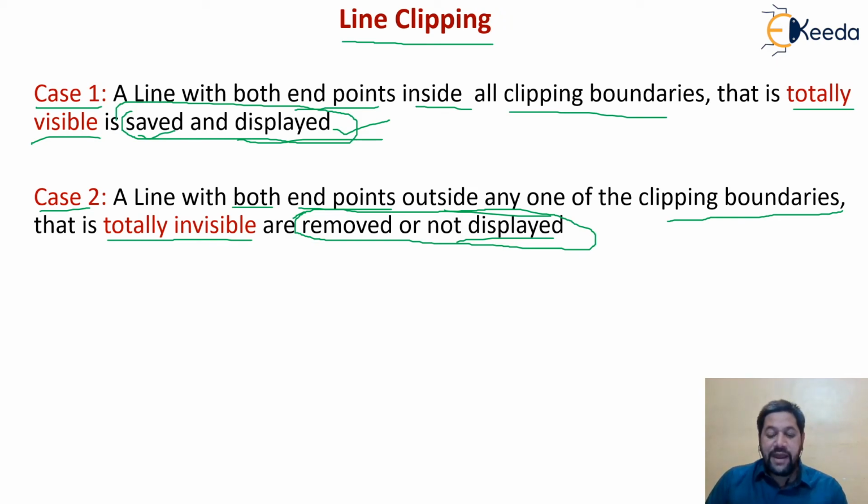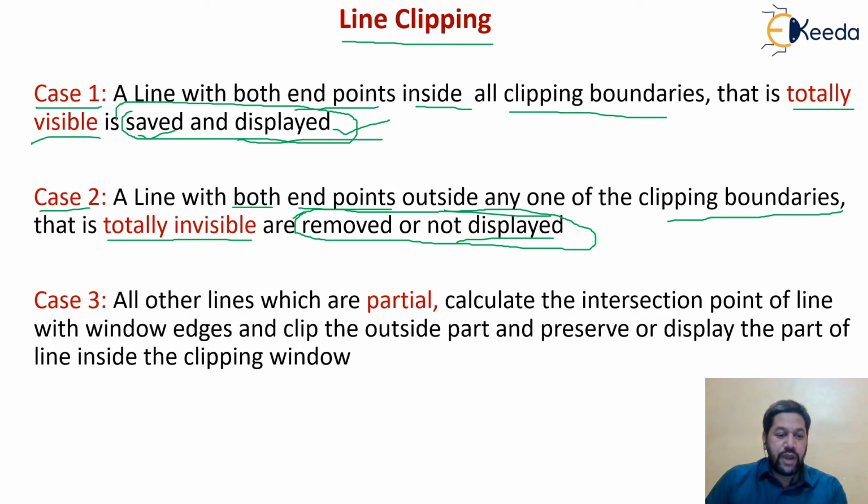So obviously my case number 3 is for the partial line. Case number 3 is all other lines, which do not satisfy the conditions of case number 1 and case number 2. The line is not totally visible, the line is not totally invisible, which means the line is partial. So for all other lines which are partial, we have already seen this in our previous example or diagram.